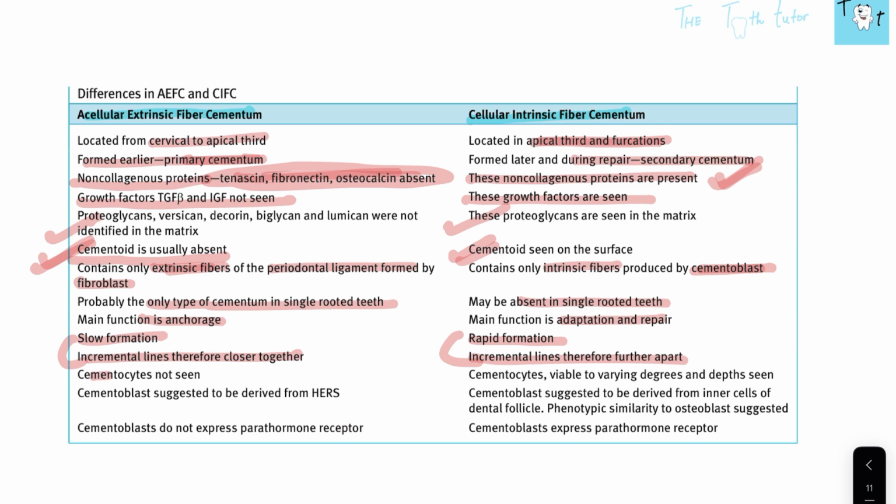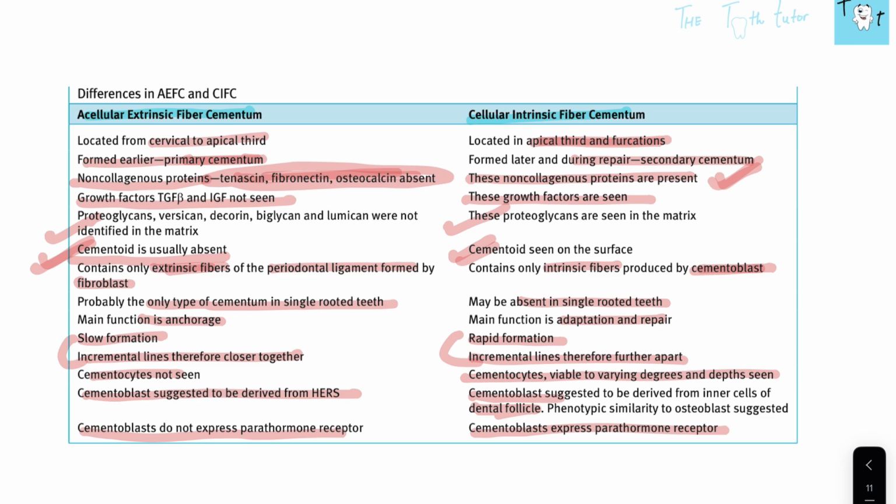Cementocytes are not seen in acellular, but cementocytes are seen in cellular, and they vary to various degrees. Cementoblasts are derived from HERS here, and cementoblasts are derived from the dental follicle over here, right? Cementoblasts do not express parathyroid hormone here, and cementoblasts express parathyroid hormone there. So these are the major differences.